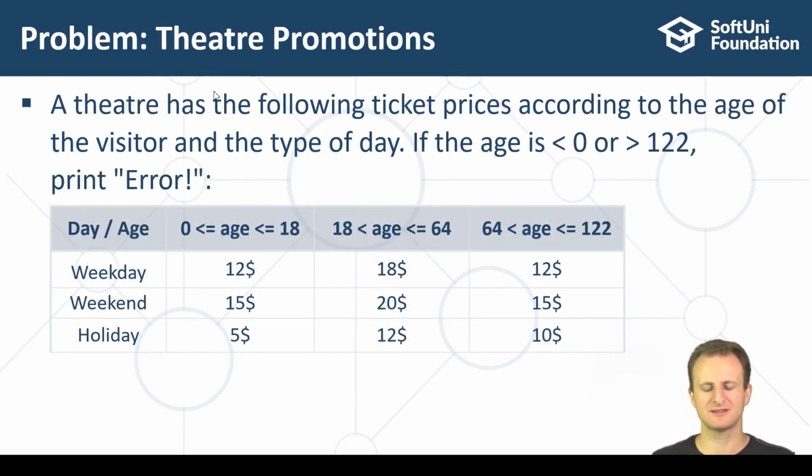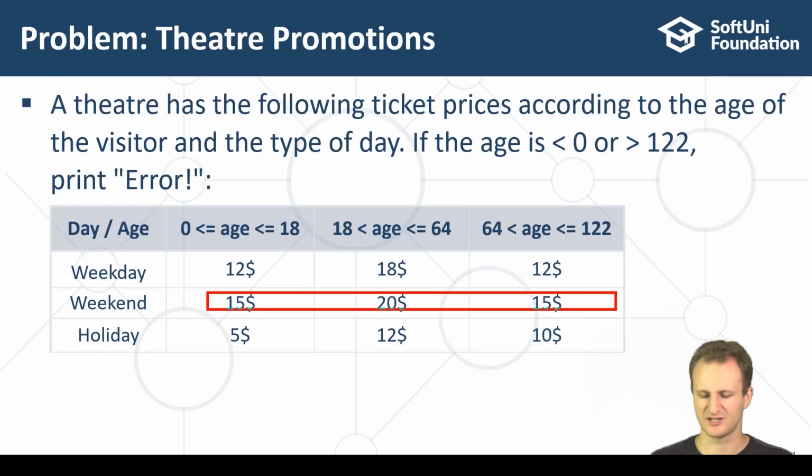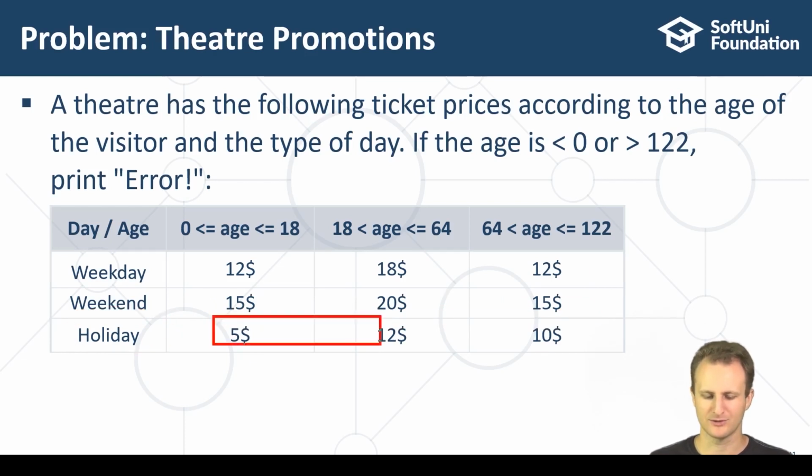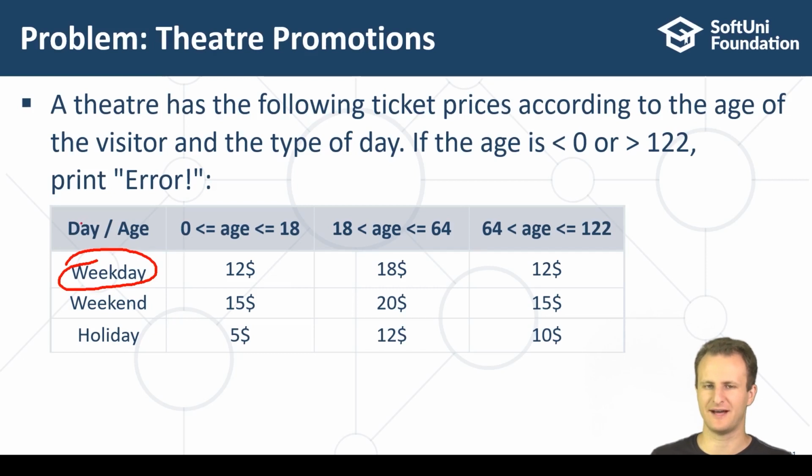Okay, so we have a task over here which requires us to check theater promotions. Well, how do they work? How do these promotions work? Well, if the day is a weekday, we use this part of the table. If it's a weekend, we use this part of the table. And if it's a holiday, we use this part of the table. So what does it look like? This over here is what? These are 3 fixed values, exactly 3 fixed values.